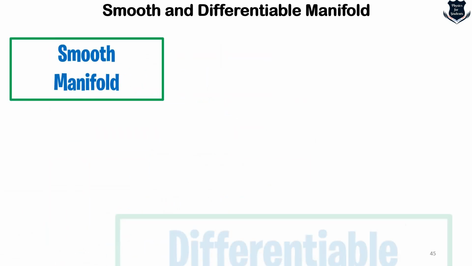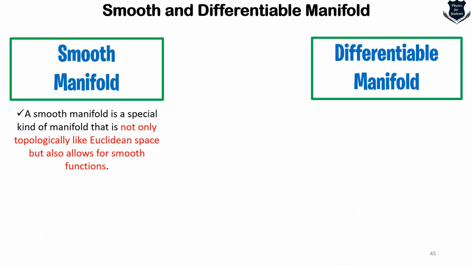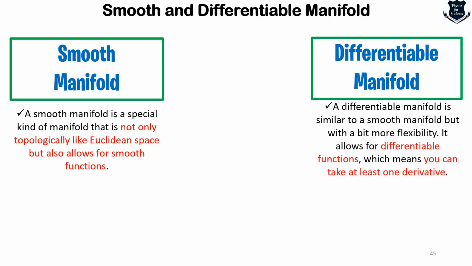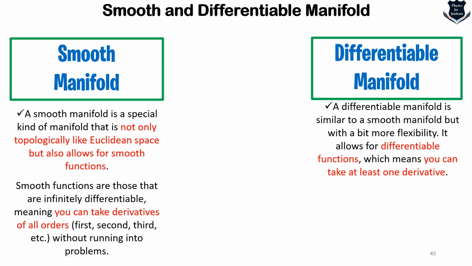Now, when we talk of smooth manifold and differentiable manifold, smooth means that it is not only topologically like Euclidean, but allows for smooth functions. And what do I mean by smooth functions? I will come to that part later. But a differentiable manifold is something similar to a smooth manifold, but it has a little bit more flexibility. That means more generalization. That means you can take at least one derivative, maybe more. And smooth functions are those which are infinitely differentiable. That means you can take derivatives of first, second, third, and so on.